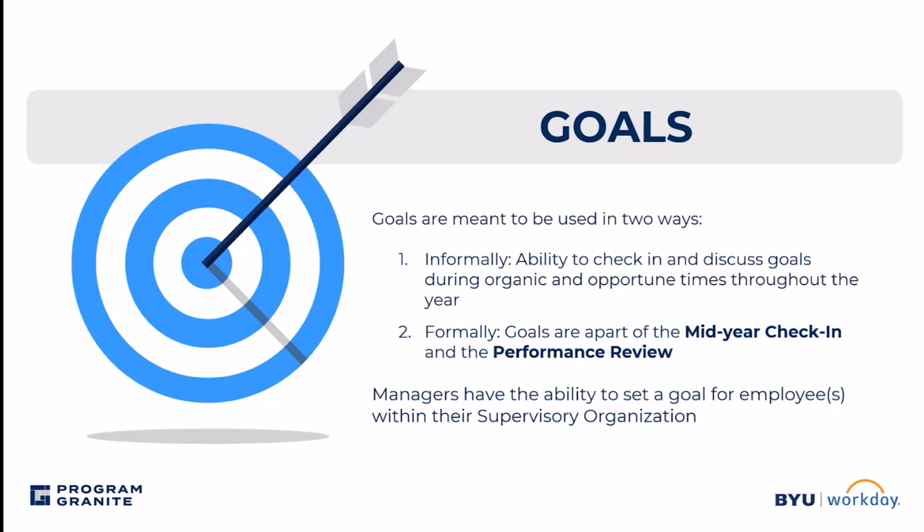And then there's the formal process, and that is like the mid-year check-in and the performance review. We're going to talk about the performance review in a second. So this is just kind of standalone goals, but they do intertwine. The goals that you're entering in your worker profile on your own will pull into the performance review, so you can have those conversations with your manager, or you as a manager can see those and have those conversations with your direct report, and your direct reports will be prompted to add or update goals during that performance review. Managers also have the ability to set goals for their direct reports within their supervisory organization.